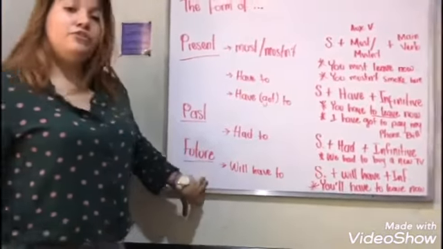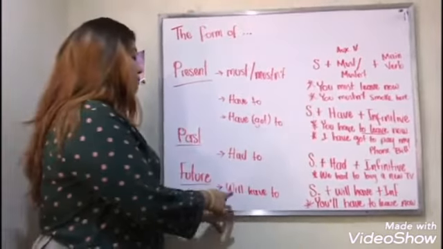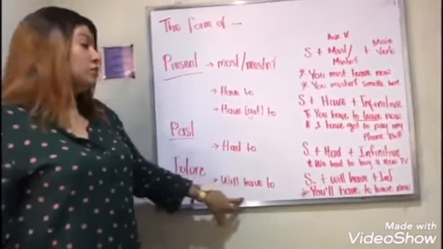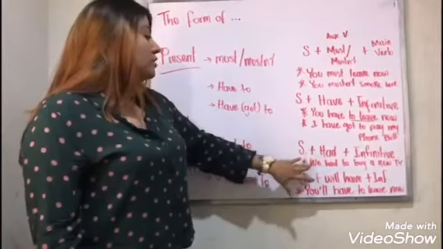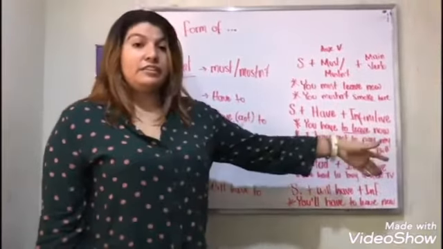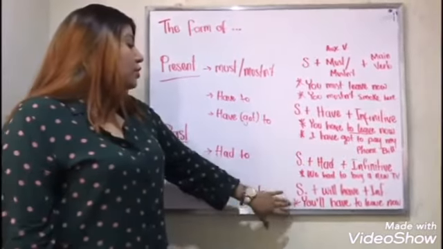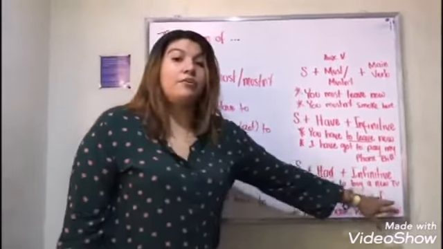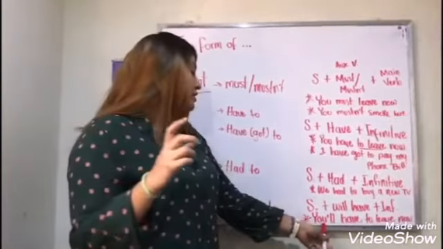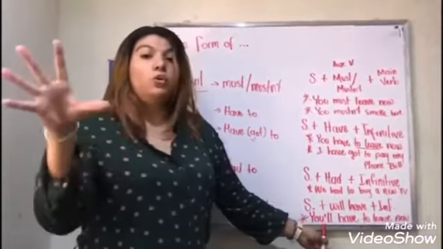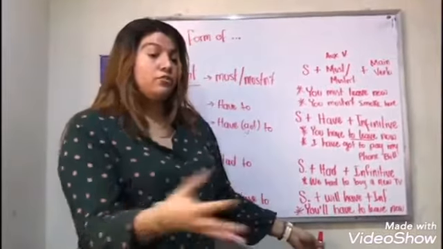And finally, in future we put will have to. And the structure is the same, subject plus will have and infinitive. For example, you'll have to leave now. Here you see that we use the contracted form. There is just you, but you can put you'll have to.